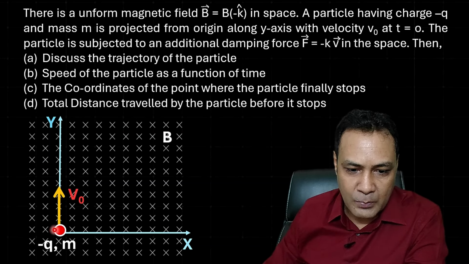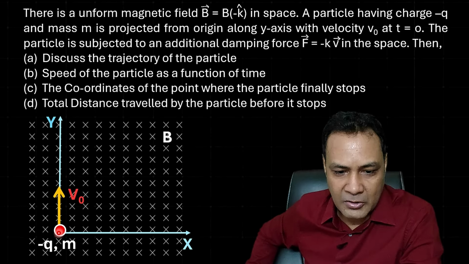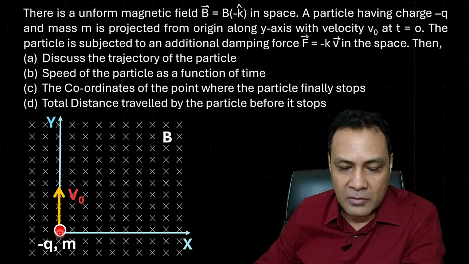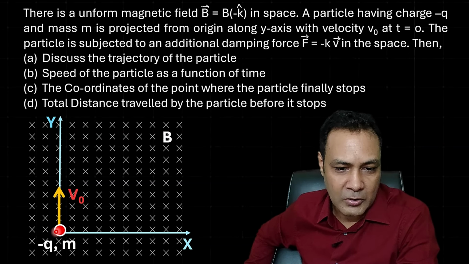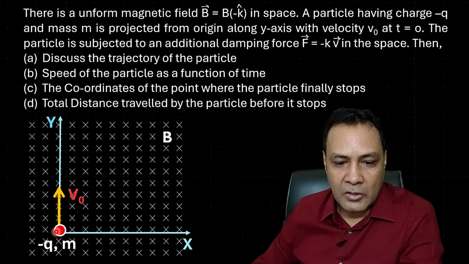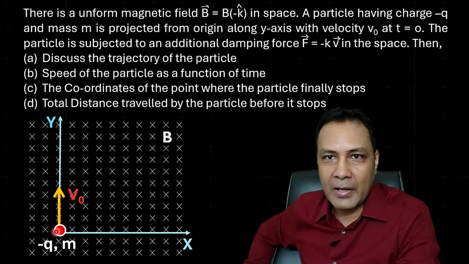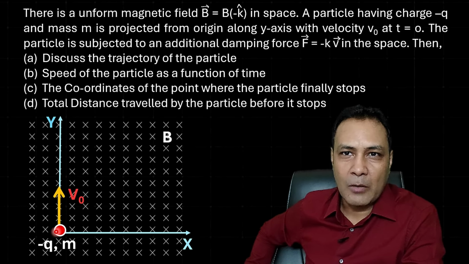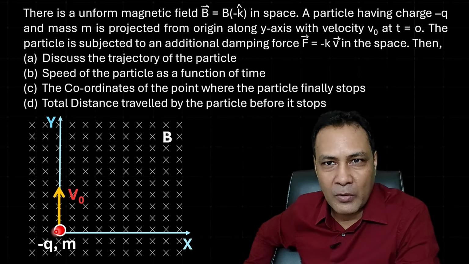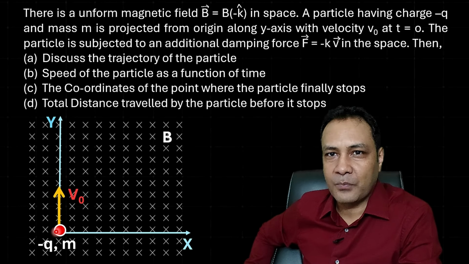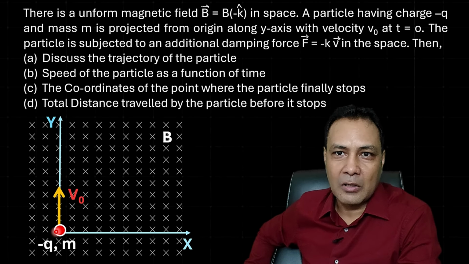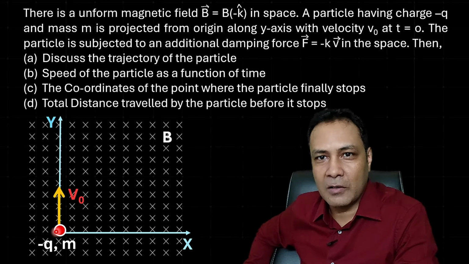And there is this charged particle initially at the origin at t equal to 0. The charge is minus q, mass is m, and it is projected with velocity v naught along the y direction initially at t equal to 0. In addition to the force that the magnetic field will exert, there is a damping force. The damping force always acts opposite to the velocity, and it is a dissipative force. A resistive force is always dissipative, so the particle will keep on losing its mechanical energy.